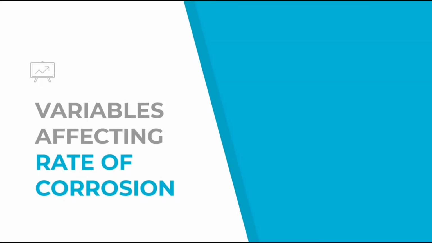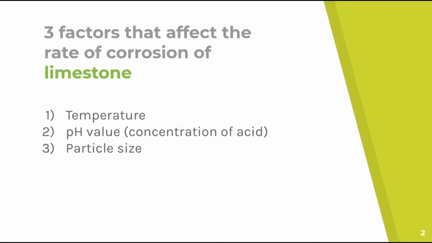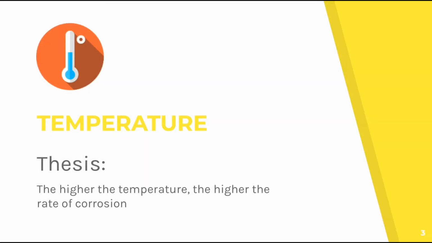Today, we will be presenting about the factors that affect the rate of corrosion. Our group has identified three factors: temperature, pH level, and surface area, which affect the corrosion of limestone. Firstly, I will be sharing about how temperature affects the rate of corrosion in different environments.